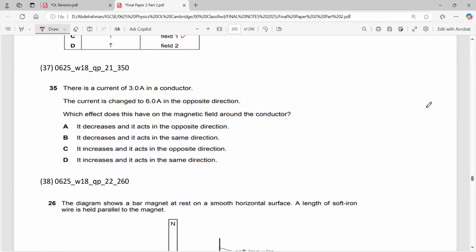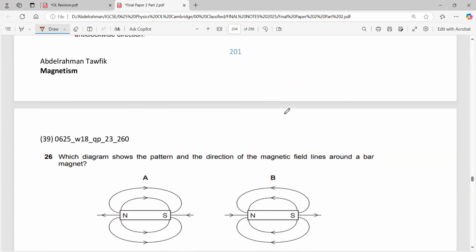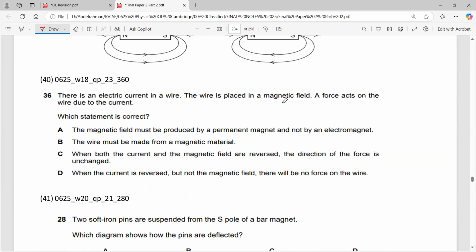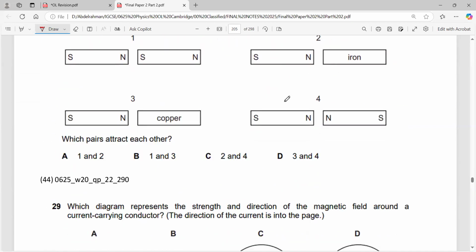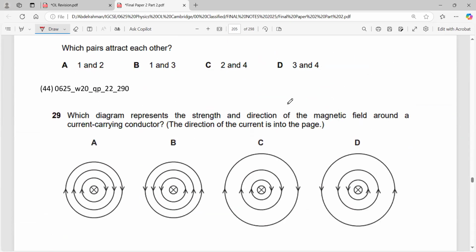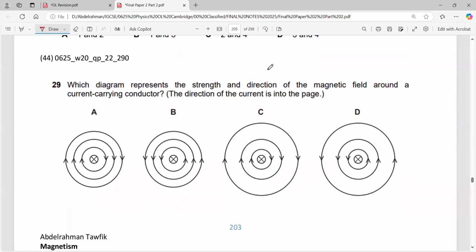Again, I'm trying to find more difficult questions, but honestly, they're all rather easy questions. This is again an easy question. In which direction would the magnetic field be? This is into the page. If you rotate, into the page, it's moving in a clockwise manner. Would it be A or would it be C? I think it would be C.